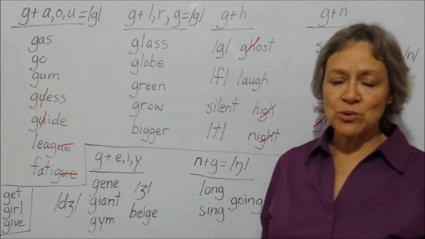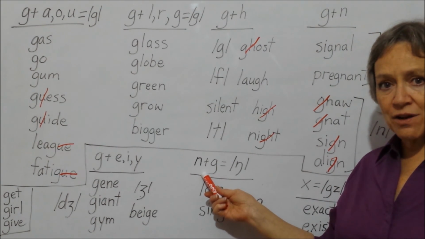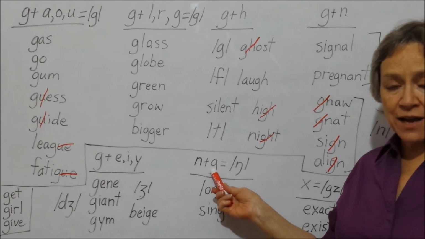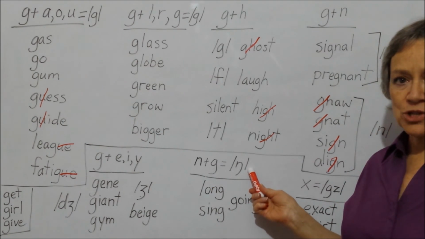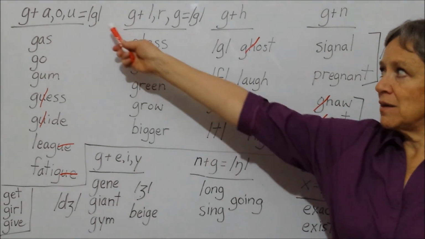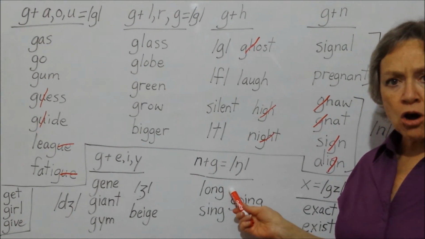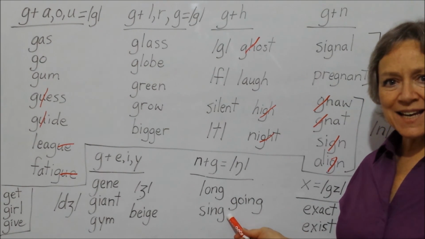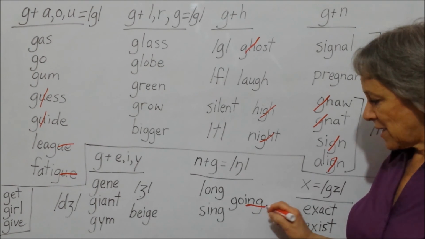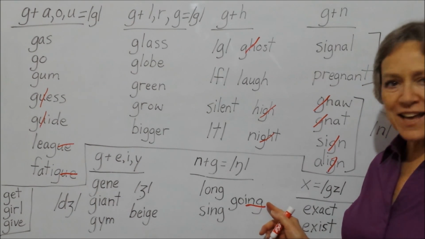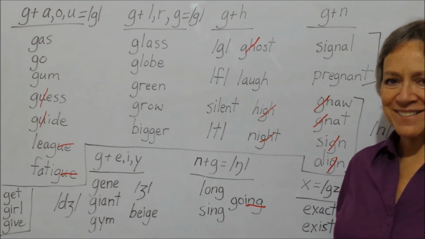I also showed you when we have the letter N in front of the letter G at the end of a word, it usually sounds like ng, which is a nasal sound. It's not the G sound, okay? This is long, sing, and going. In this case, it's the ing ending. The ng sounds like ng, not the G sound, okay?